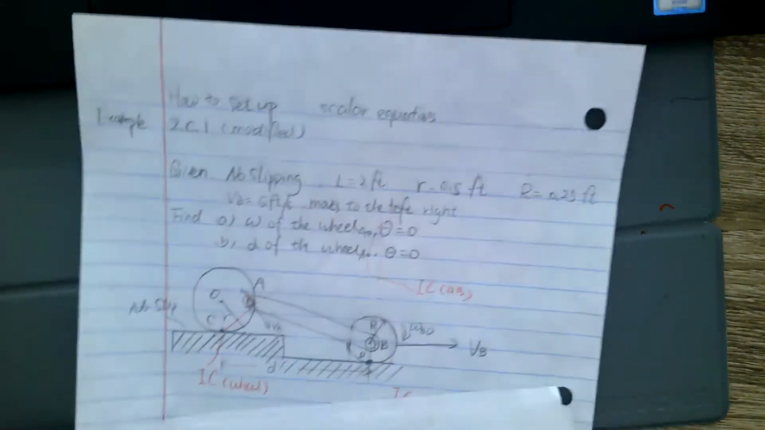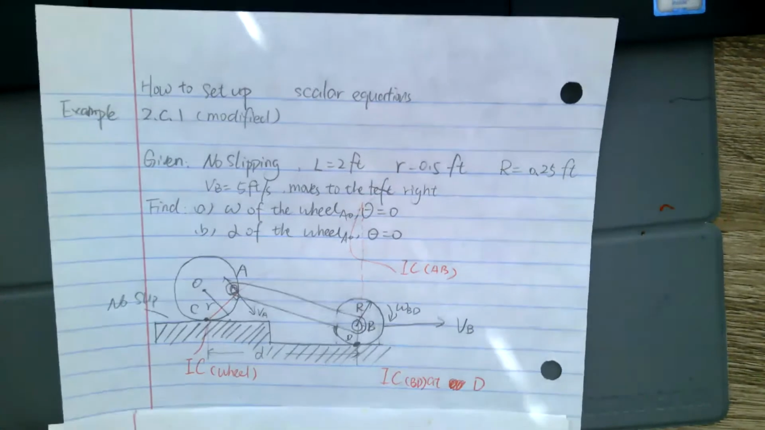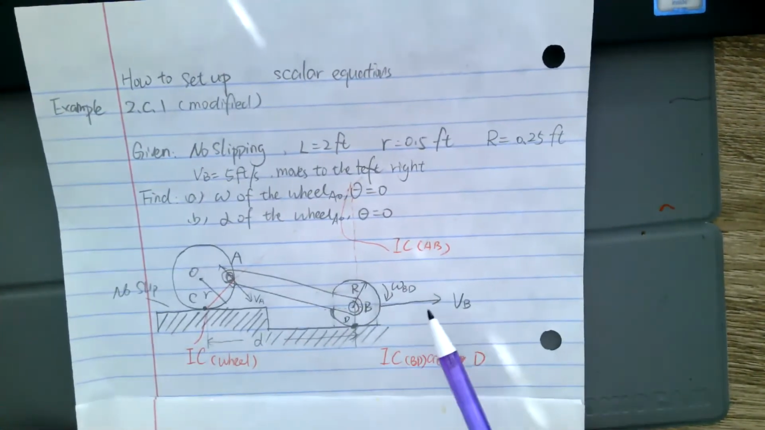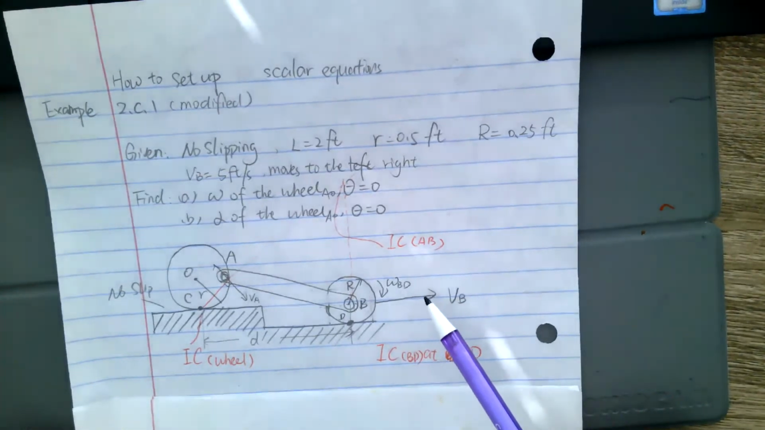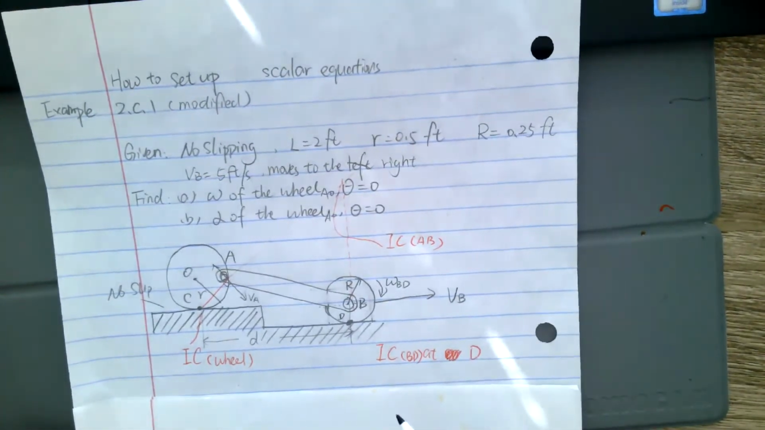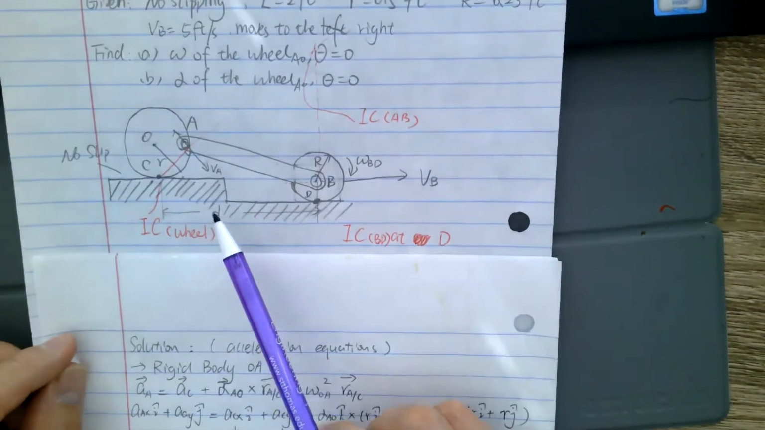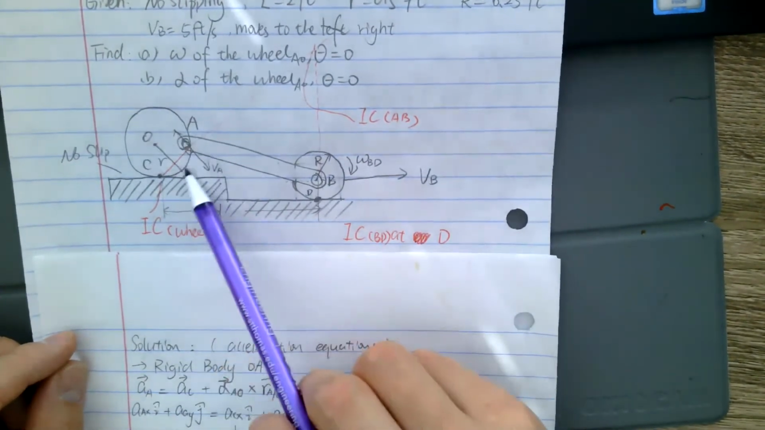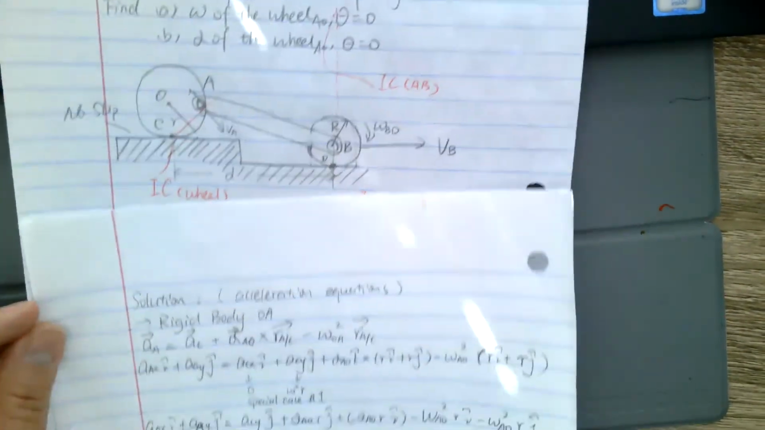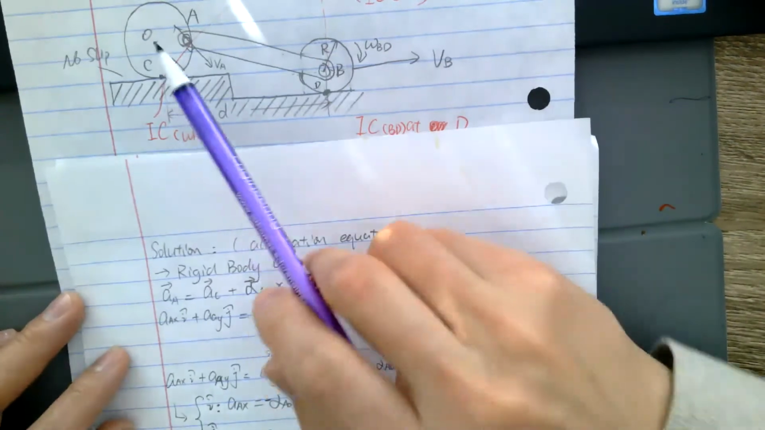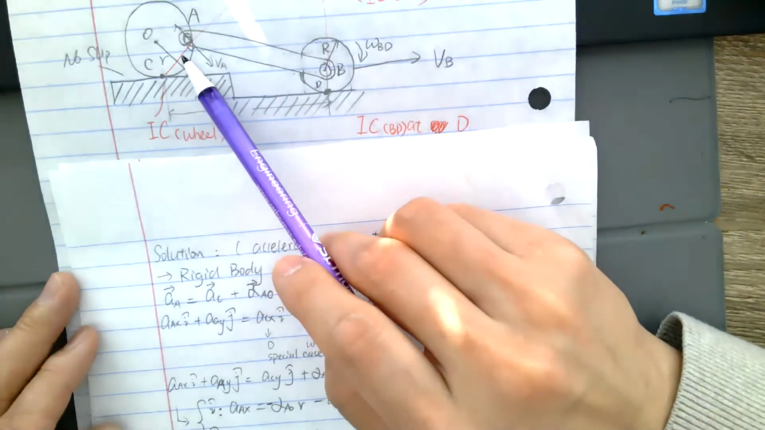Okay, so in this video, we're going to look at this same example problem and talk about how we set up more scalar equations by using acceleration equations. We can start with this rigid body, this wheel AO here. We have different points on this rigid body AO.